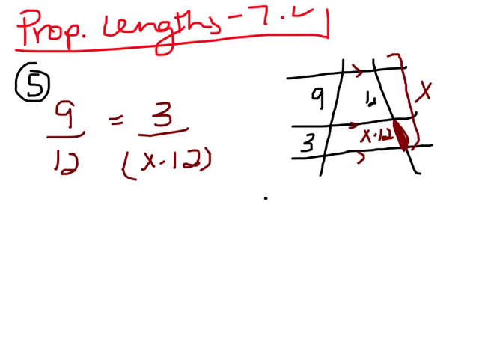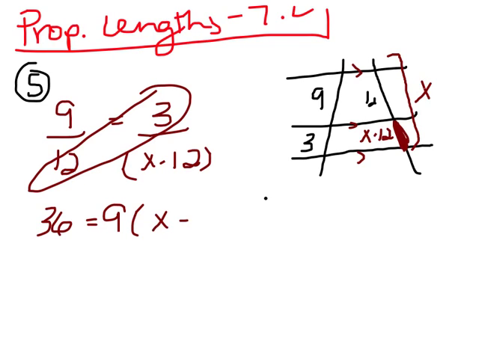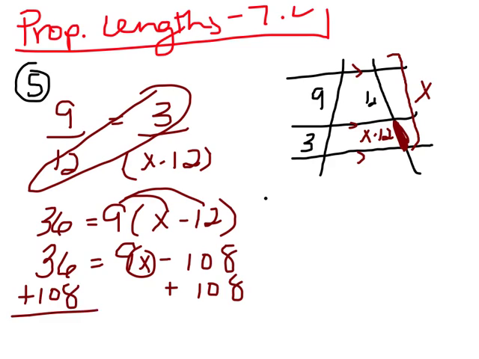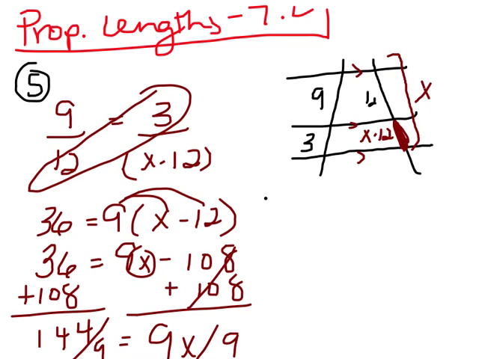If you look, when you cross multiply, you'll still get 3 times 12 is 36. And then you'll have 9 times x minus 12. Just be sure to put that x minus 12 in parentheses. So if I distribute here, I get what? 9x minus, I think that's a 108. Okay? So if I'm going to solve for x, I'm going to first move that 108 to the other side by adding it. And I get 9x is equal to 144. And if I divide both sides by 9, I'll get x.